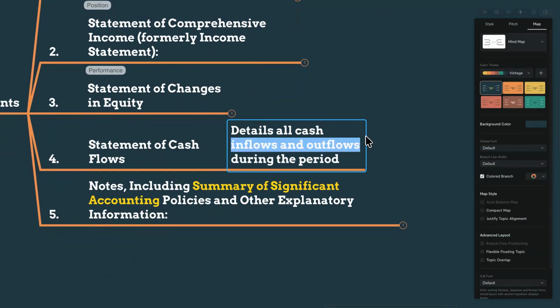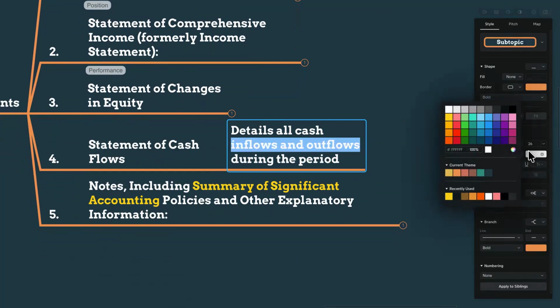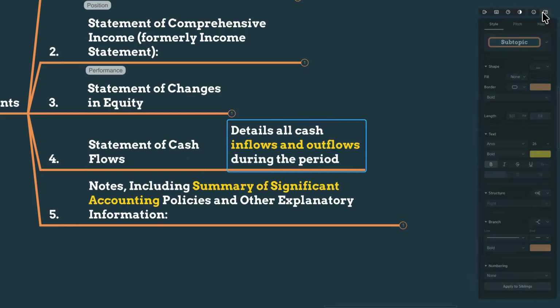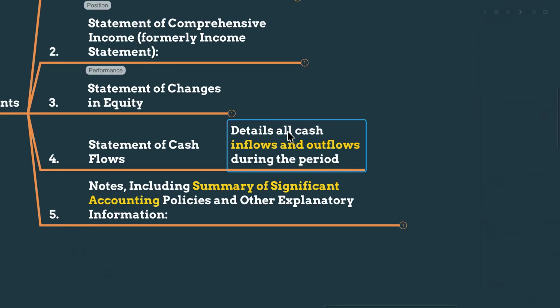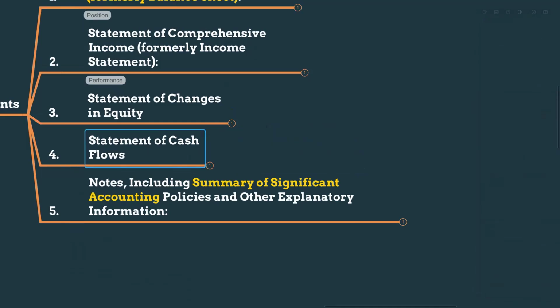outflows, right? The money we actually had at the beginning of the period, the money we have totally received, and the money we totally paid. So the inflows and outflows will be in the statement of cash flows, right?